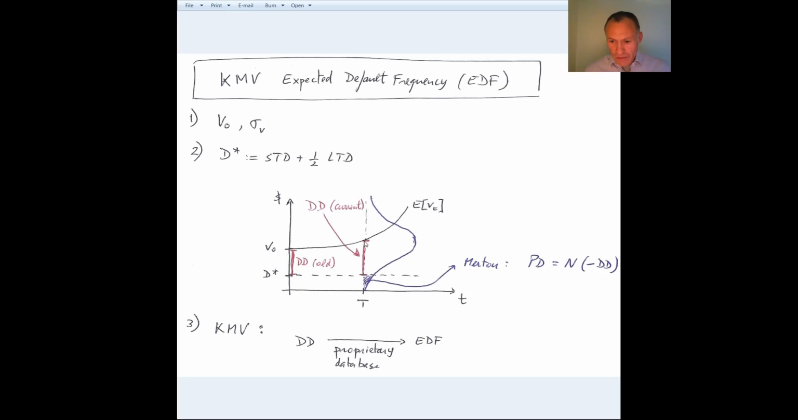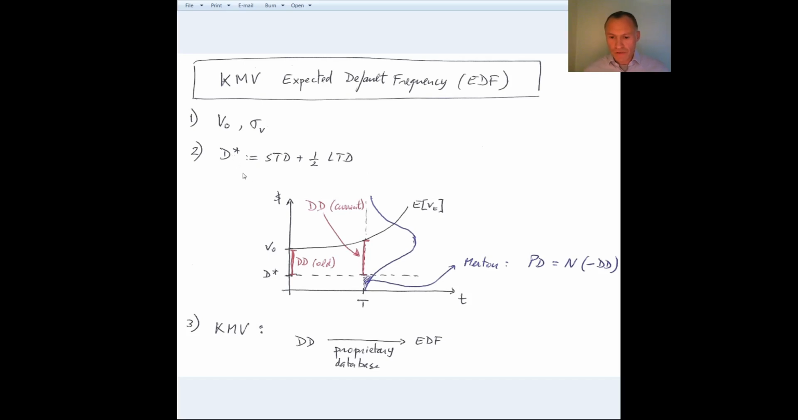So the current distance to default is essentially this distance here between where we expect the assets to be and the default point. So in the handouts you have more precisely the exact formula for this distance to default, but intuitively that's the difference between the current version and the old version. Okay, so that's step number 2.